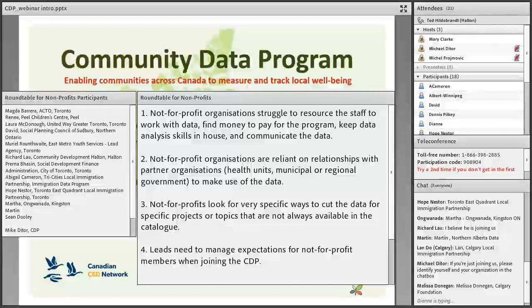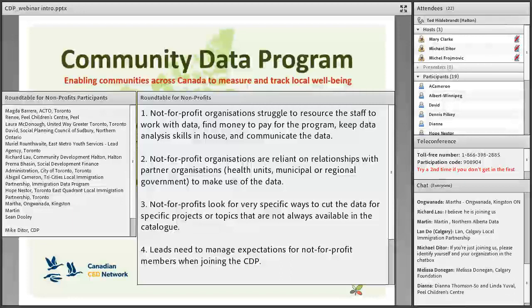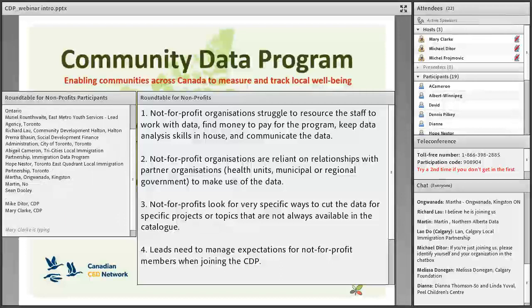Number 1. Yeah, well, I think that's especially true for not-for-profit organizations, depending on what their mandate is, and that sort of goes down to number 5, sort of, but not really. But just in terms of having staff in-house who work with the data, keeping those analysis skills in-house, communicating it, and then perhaps finding money to pay for the program, depending on how the local consortium is set up.